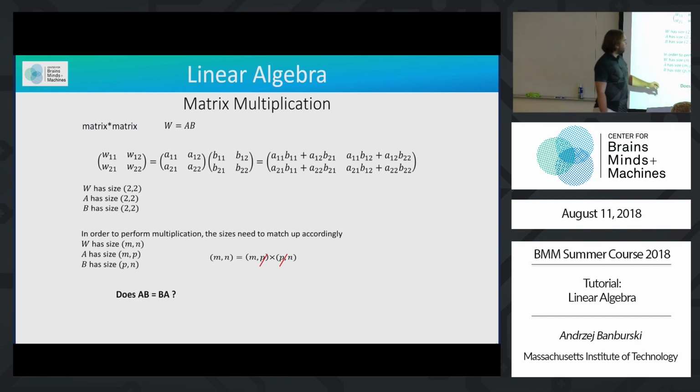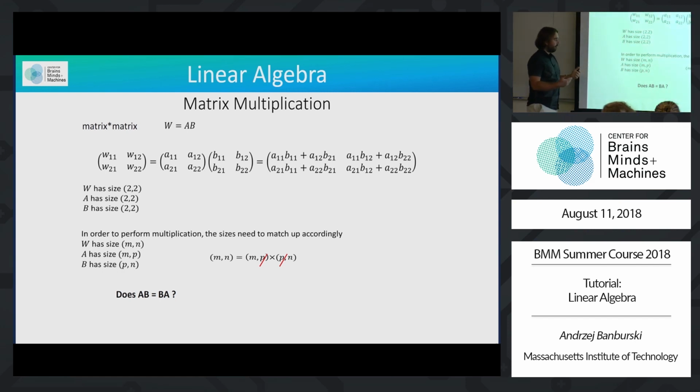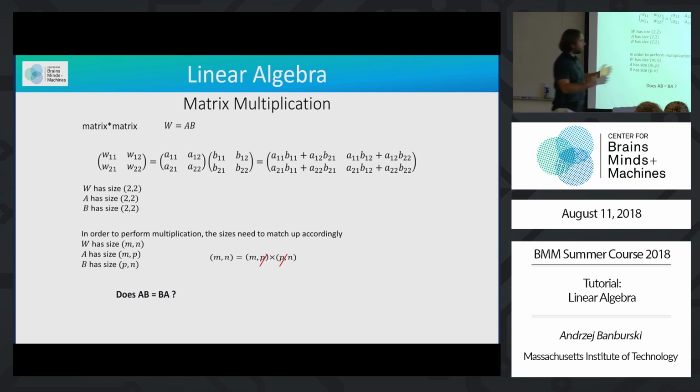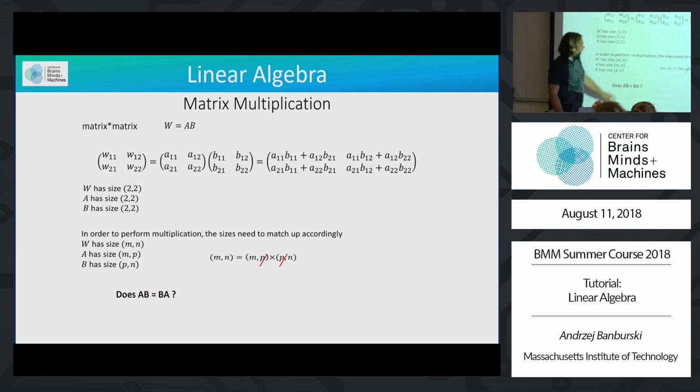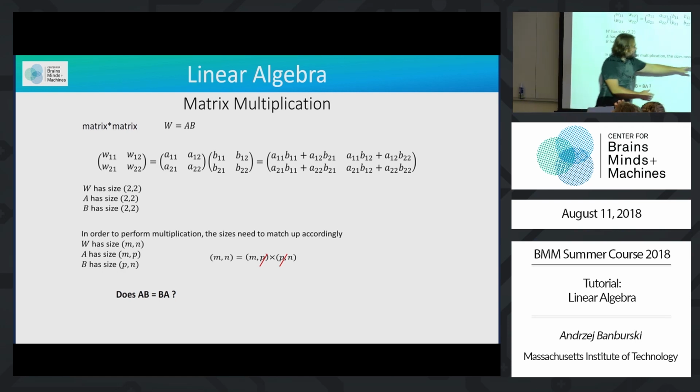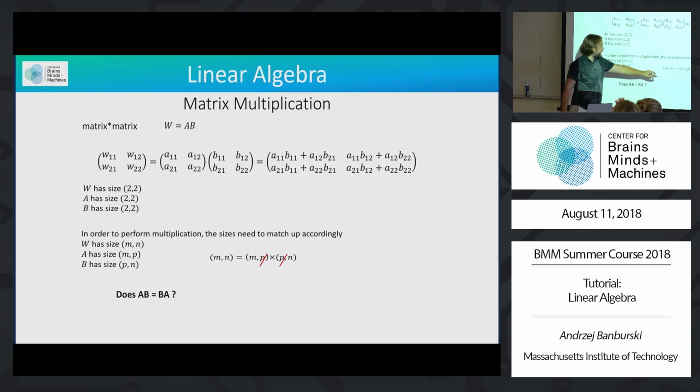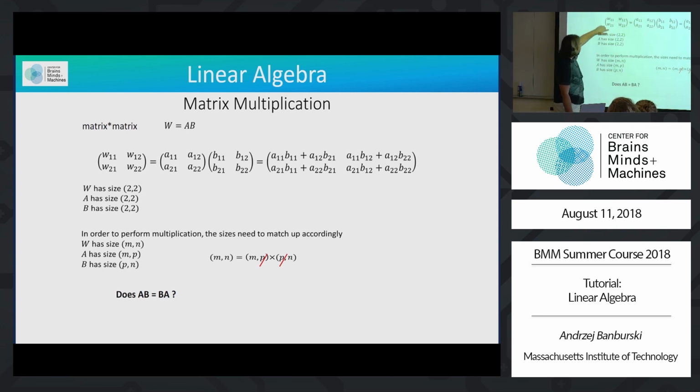In general, if you have an M by P dimensional matrix, you can only multiply it by a matrix that has the first dimension equal to the second dimension of the first matrix. And the output of that is going to be that these two are summed over, and you have the outer dimensions. The first dimension is here, second dimension is this way.